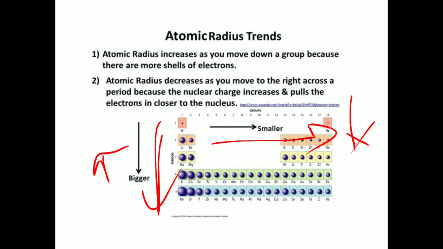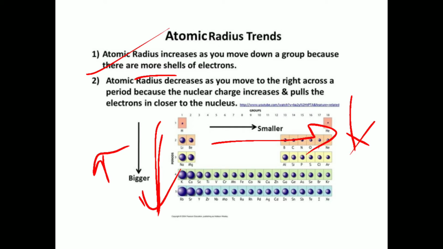So while going from up to bottom in a group, the number of shells of electrons will be added. So there are more shells of electrons present at the lower end of the groups. That is why, as there are more shells of electrons, the size or atomic radius of the elements will be bigger. So that is why we say that atomic radius increases as we move down a group, because there are more shells of electrons.